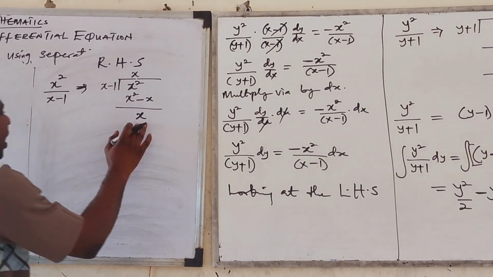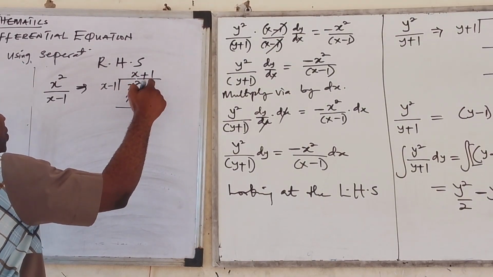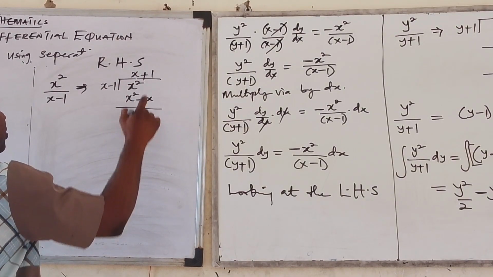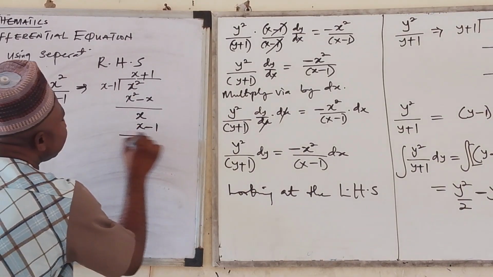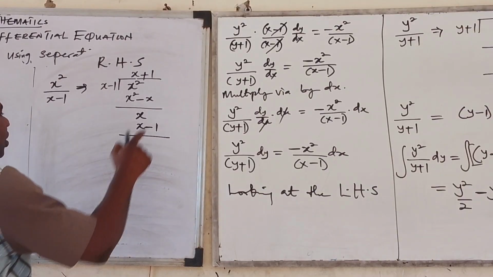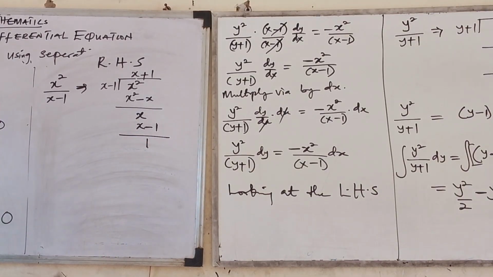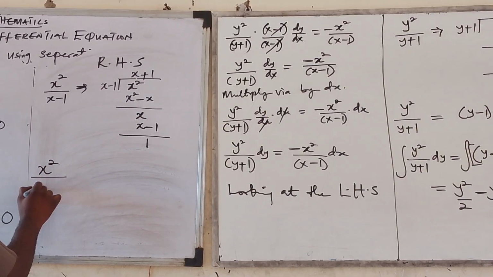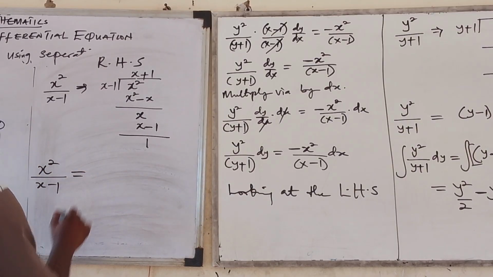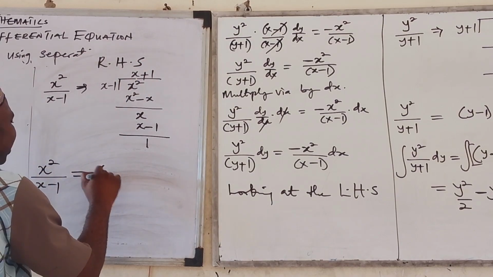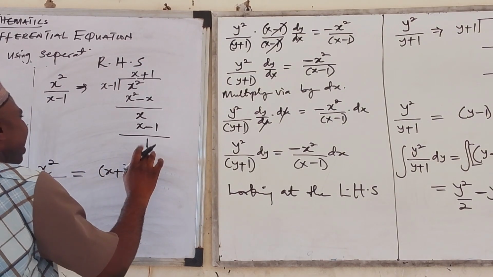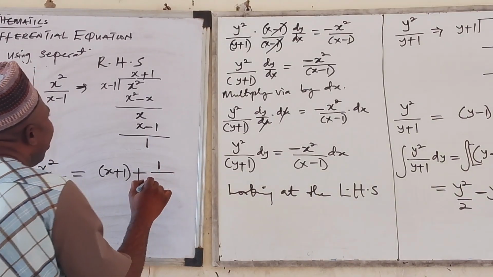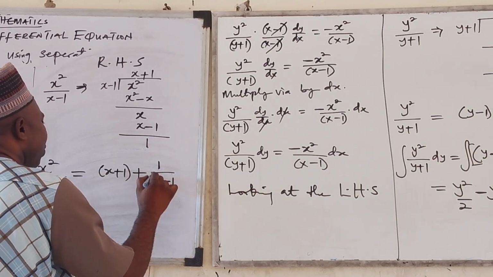So now x into x is plus 1. 1 times x is x. 1 times minus 1 is minus 1. So here this is the same thing as saying x minus x is gone. 0 minus 1, that will give us minus 1. So it therefore means that x squared divided by x minus 1 is the same thing as saying the quotient, and the quotient is x plus 1, then plus the remainder, which is 1, all over x minus 1.